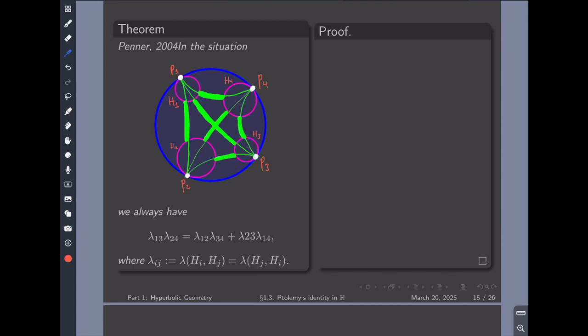And Penner's theorem, which by the way is already modern, contemporary mathematics, maybe 2,000 years after Ptolemy, says that the lambda length of this segment times the lambda length of this segment, so the lambda lengths of the diagonals, is equal to the sum of this times this plus this times this. So it's exactly Ptolemy's identity.